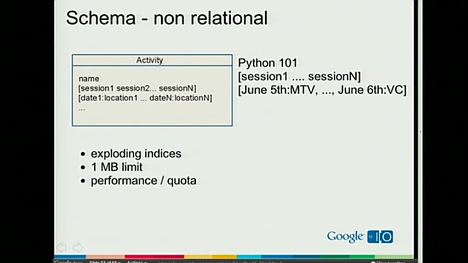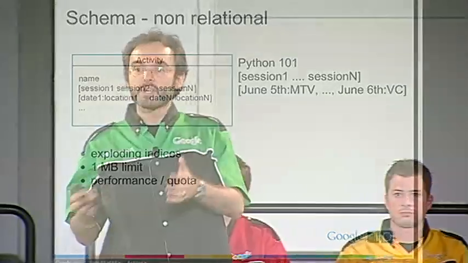And last but not least, you have a performance issue with this approach. It's not good, because now every time you want to look up a particular session, you're going to have to fetch this whole activity into memory to extract the session of interest. So even though when you do an index lookup, it finds this activity, you're only interested in a particular session. And you're going to have to load this in memory and process it. And it's a performance issue, and eventually it's going to impact your quota, which is not good.